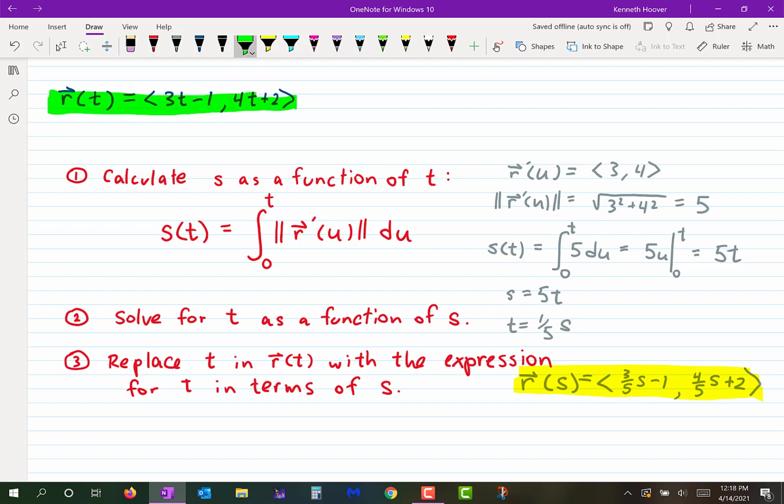I want to make that clear, that if you graph those two, it'll be the exact same curve. It's just that the green one would be broken up by time, or whatever t stands for, but usually it's time. And the yellow one would be the exact same curve, except it would be broken up in units of arc length. That's all. Okay.